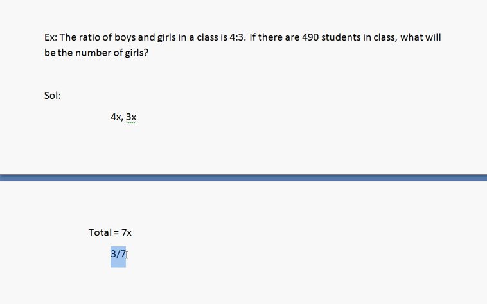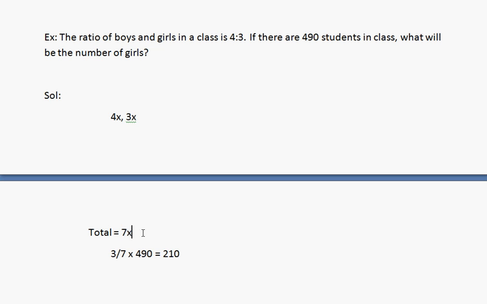So the total number of students is 490, out of which 3/7 are girls. So how many girls are there? 3/7 into 490. Can we write it this way? Right? We can, and it becomes 210. So this is how we solve it using ratios. We could have also solved it using linear equations.